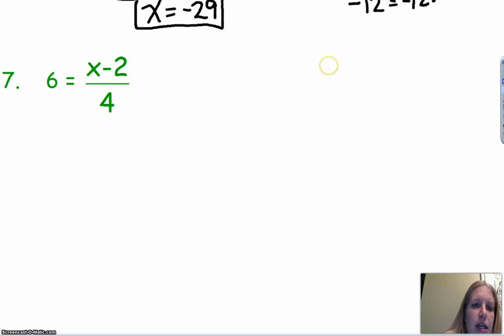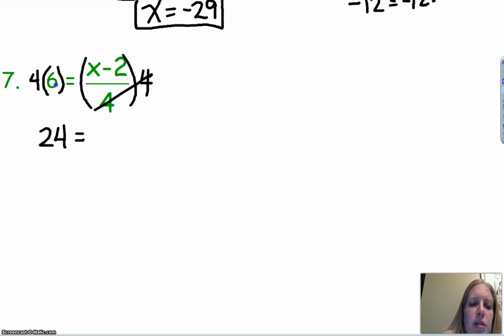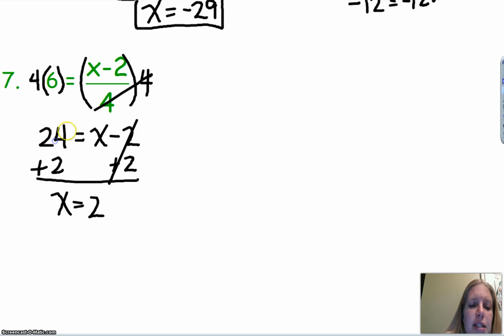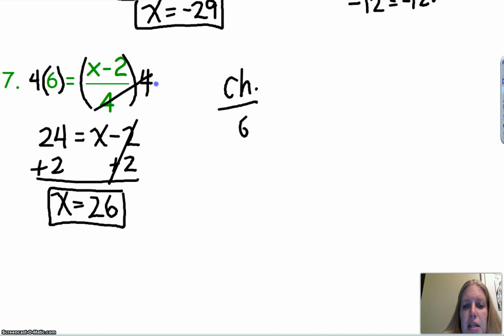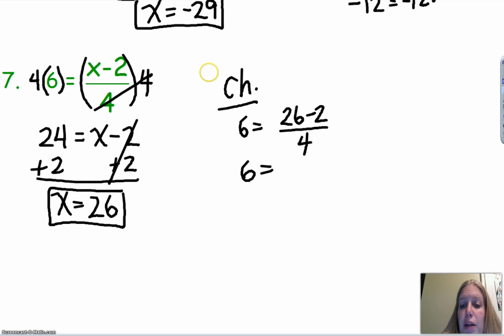So to undo this divide by 4, we multiply by 4. Cancels out. 24 equals x minus 2. Add 2 to both sides. 24 plus 2 is going to be 26. X equals 26. To do our check, 6 equals 26 minus 2 divided by 4. 6 equals 26 minus 2 is 24. 24 divided by 4 is 6. And it works. All right, our last one is our word problem.